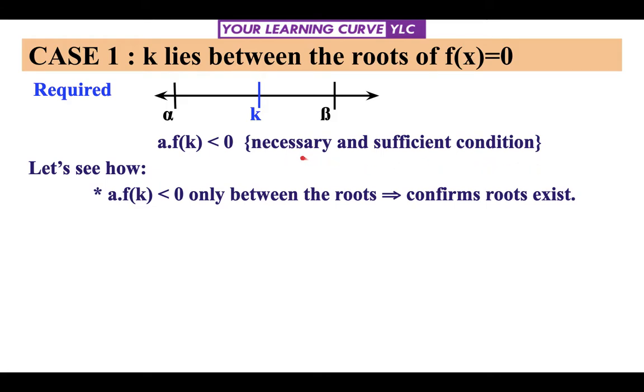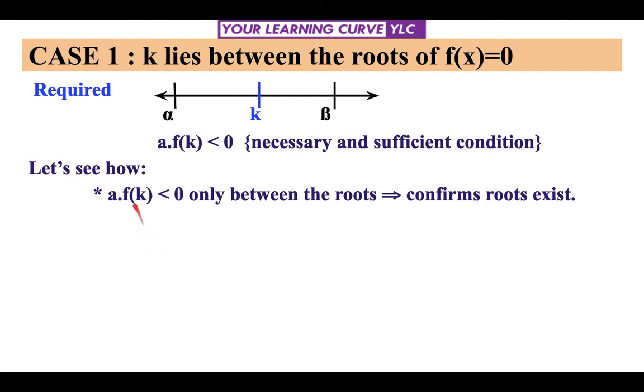And sufficient means only this is sufficient to ensure the required condition in the question. Let's see how this inequality ensures that k will always lie between the roots of the quadratic equation. First of all, you have to understand that k will lie between the roots only if roots exist. If roots exist, then only we can say that k lies between the roots. If the roots don't exist, then we cannot say that anything lies between the roots. So the roots have to exist, and then k has to lie between alpha and beta.